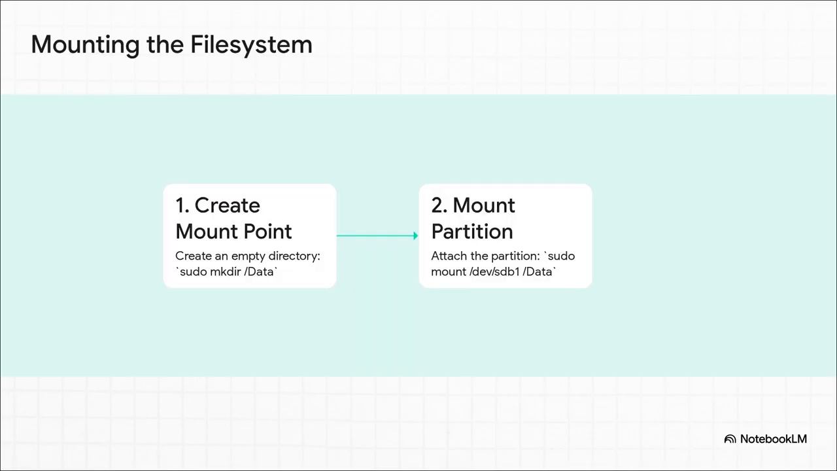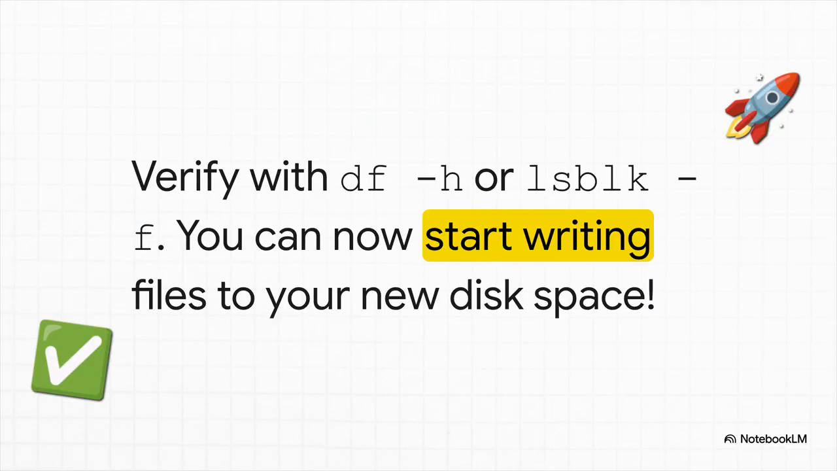Okay, the shelves are installed. Now we just need to give our library an address. First, we create an empty directory somewhere, let's say /data. This is our mount point. Then we use the simple mount command to attach our newly formatted partition directly to that directory. And that's it, we're done. You can prove it with the df -h command, which shows you your disk usage. You'll see /dev/sdb1 is now mounted on /data with all of its space available and ready for your files.